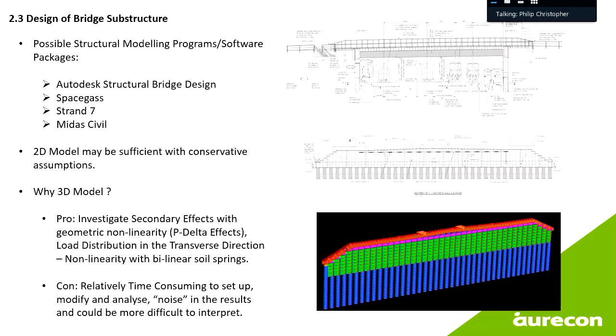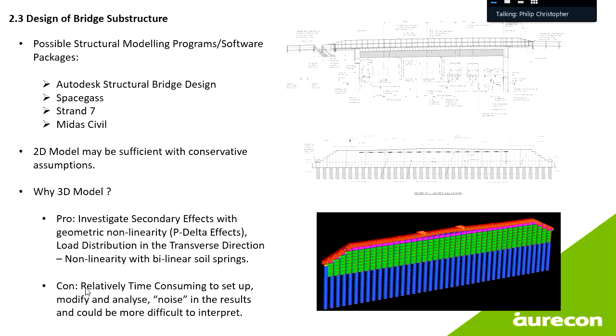The 3D effect really needs to be investigated closely. So this is where the 3D model has been justified to be adopted in this analysis. I guess the benefit here is we get to use the bilinear soil spring to look at the 3D effect and investigate all the secondary force displacement effects, and also looking at the load distribution, not only in the longitudinal but also in the transverse direction.